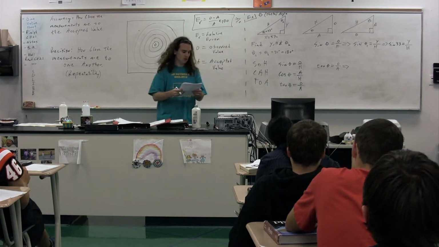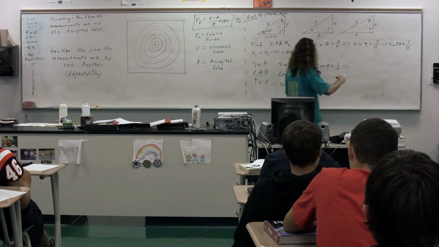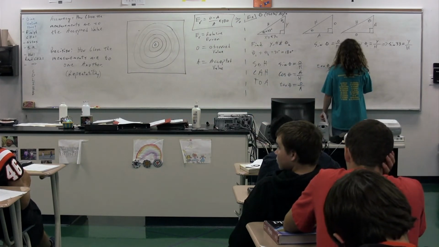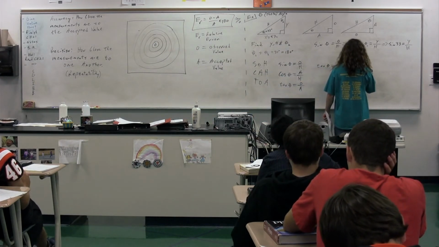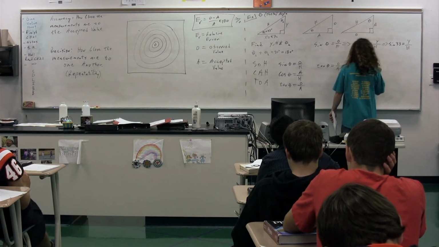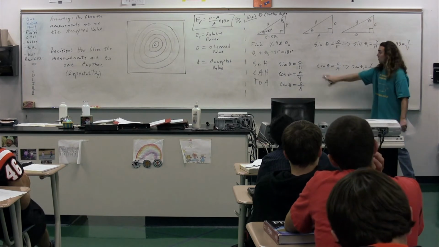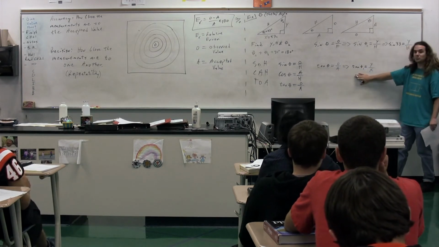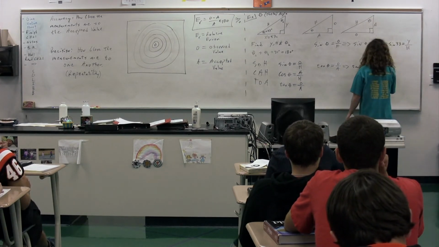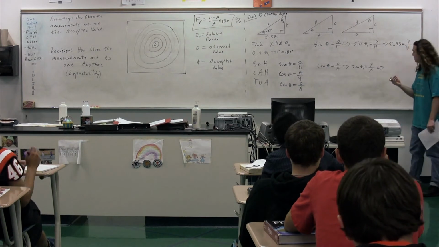Okay, so here we go. What are we going to do with this? Tangent of theta 1 equals y over x. Do you see how? Step 1, write down the equation. Step 2, substitute in the variables. Step 3, Aileen.